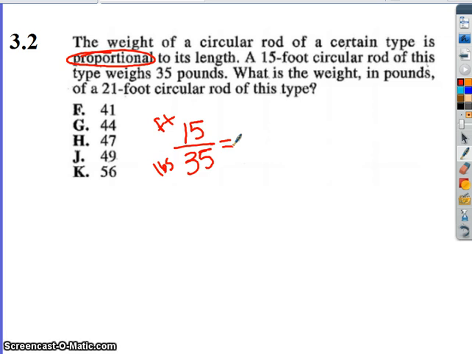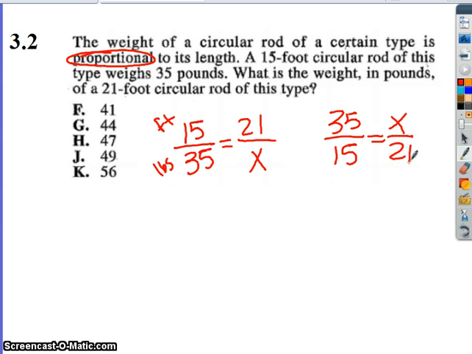What is the weight in pounds of a 21-foot circular rod of this type? Because they wrote it in that order, oftentimes many people will flip that and do x over 21, which is incorrect. You got to have feet on top, pounds on bottom. If I had the other one flipped, I could do it the other way. It would be okay to also set it up this way, okay?